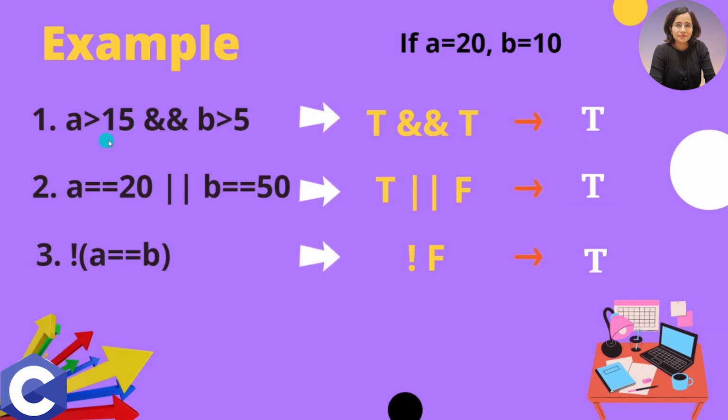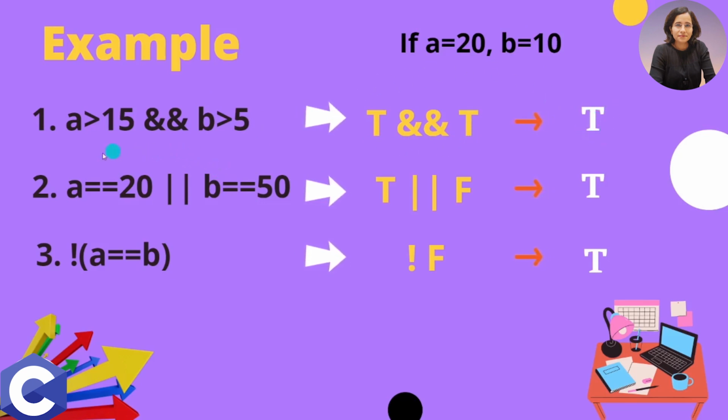So let's take the first relational expression. A is greater than 15. You can see here the value of A is 20. So yes, this first condition is true. Now let's take the second condition. Is B greater than 5? You can see here the value of B is 10, which is greater than 5. So both the conditions are true, that's why we are getting the answer true.